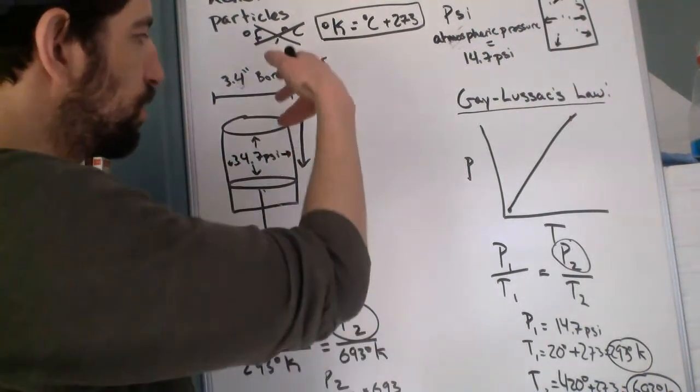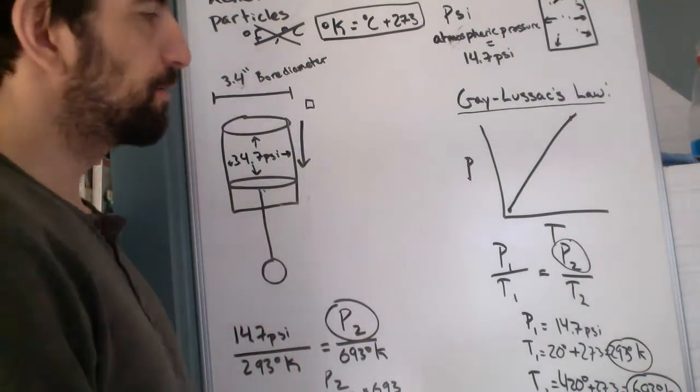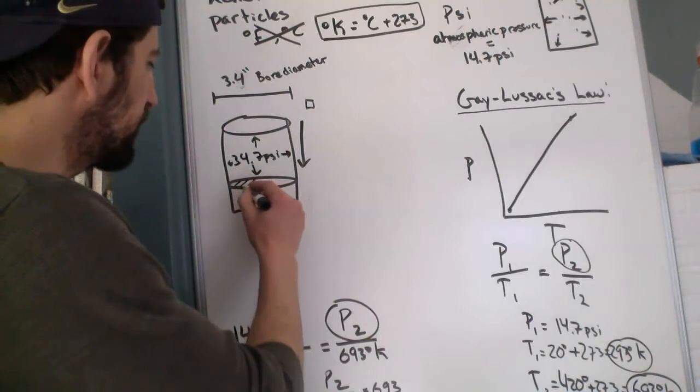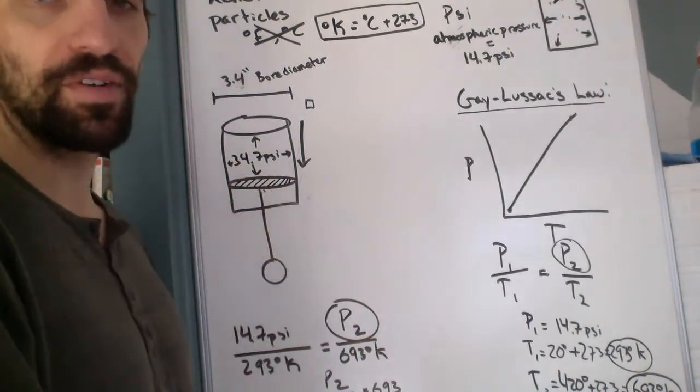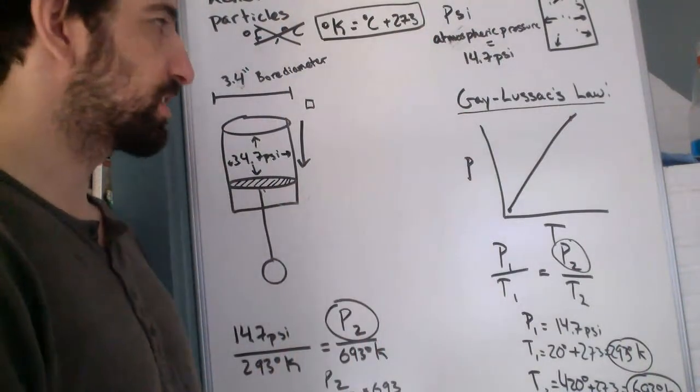So if I want to know the total force, I'm going to have to take the area of this circle right here and multiply it by 34.7, and that will tell me the total force pushing down.